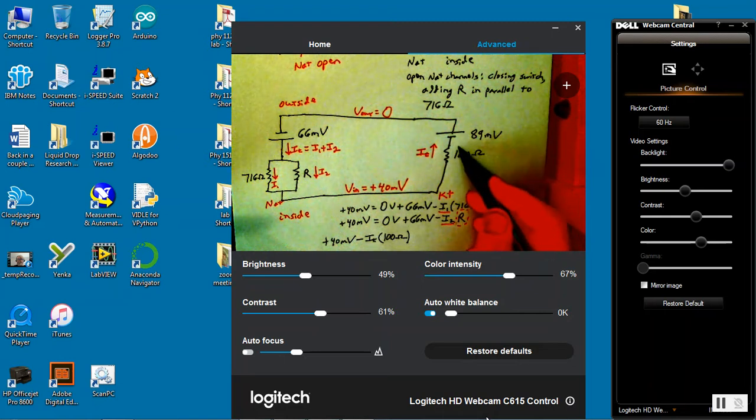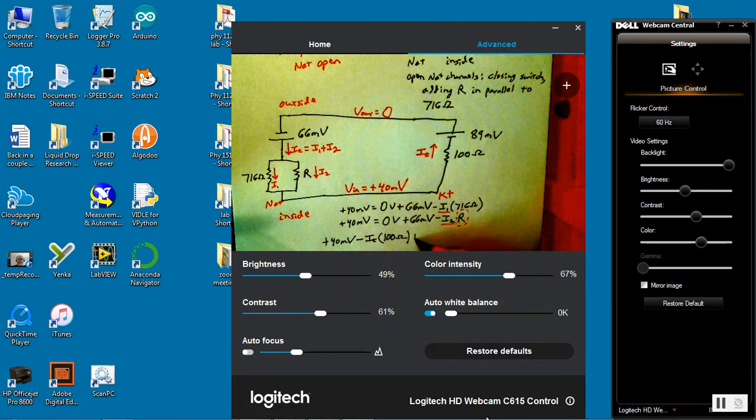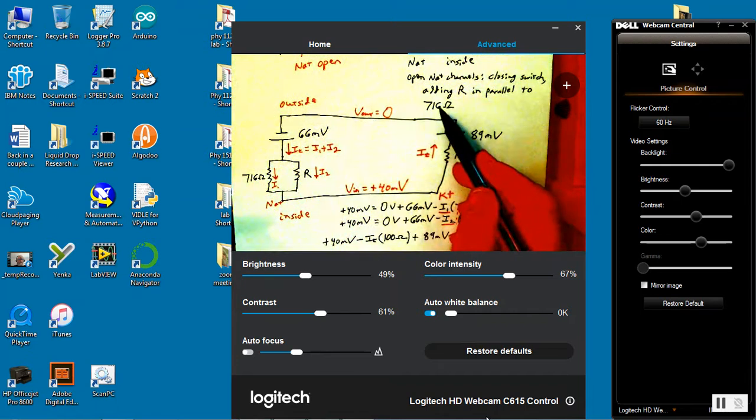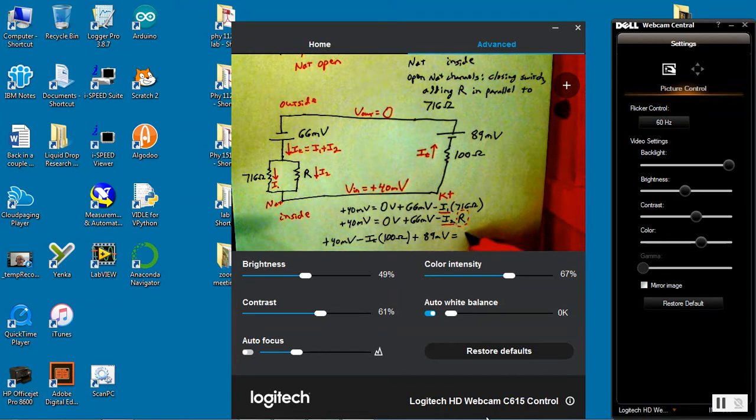Then I go up, this pumps the energy up, I'm going from negative to positive of the battery, so that's an increase, 89 millivolts. And when I do all that, I end up at 0 because outside is 0. This equation, the only thing I don't know is IT. So I can use this equation to figure out the total current going around the circuit.